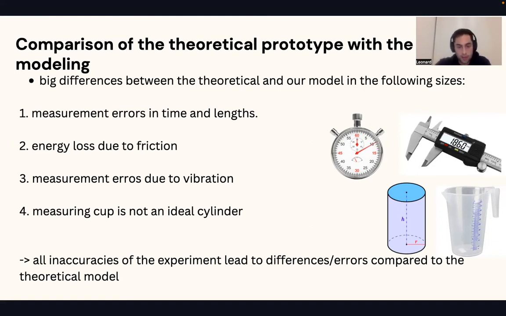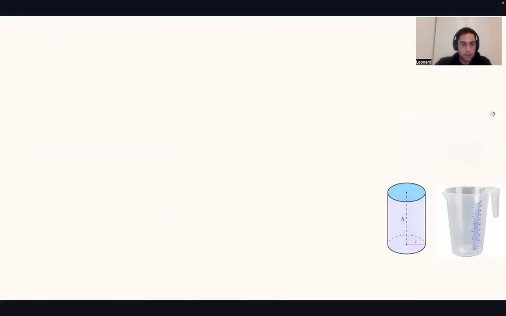As you can see on the right, we had this more conical cup, and on the left side you can see the ideal cylinder. So we took the experiment as an ideal cylinder, but actually it wasn't. So as a conclusion, you could say that all the entropies of the experiment lead to differences, or you can say errors, compared to the theoretical model. Next slide, please.